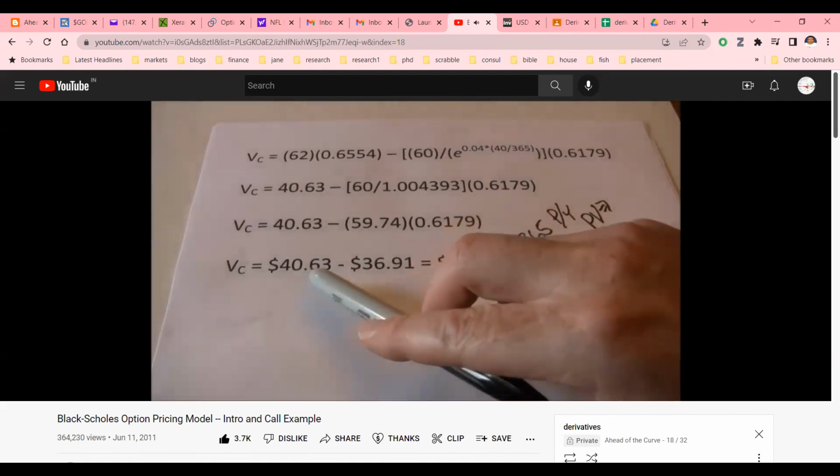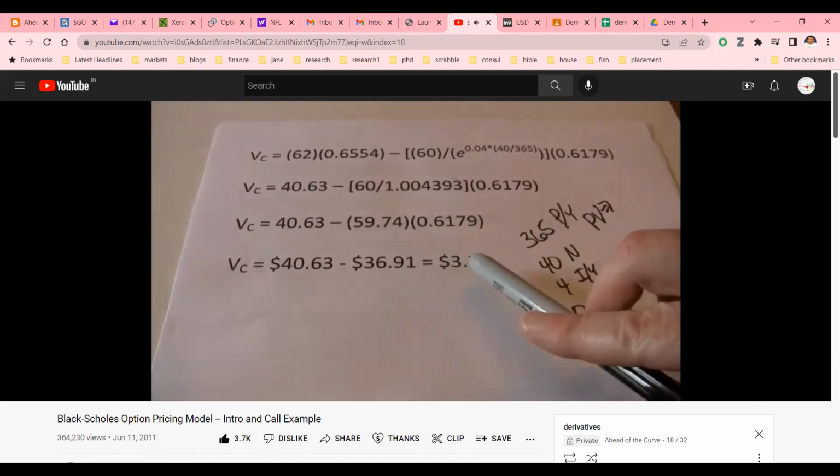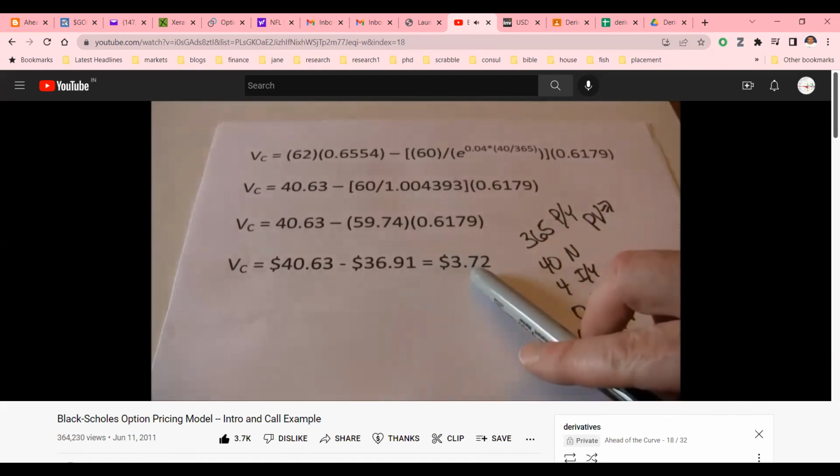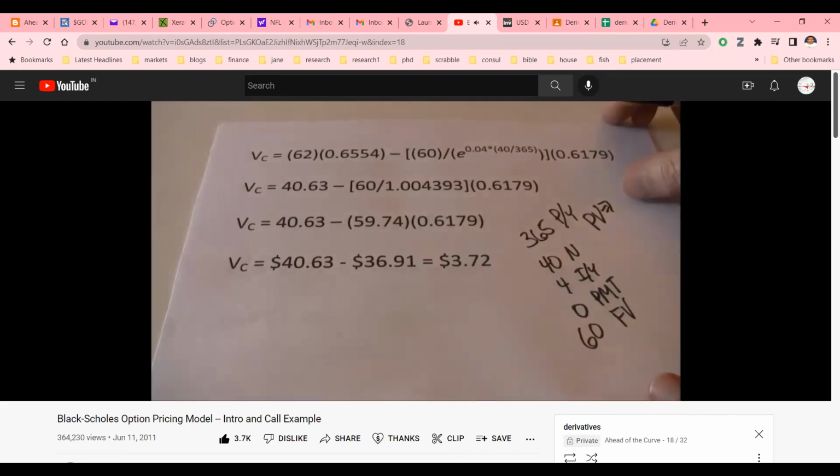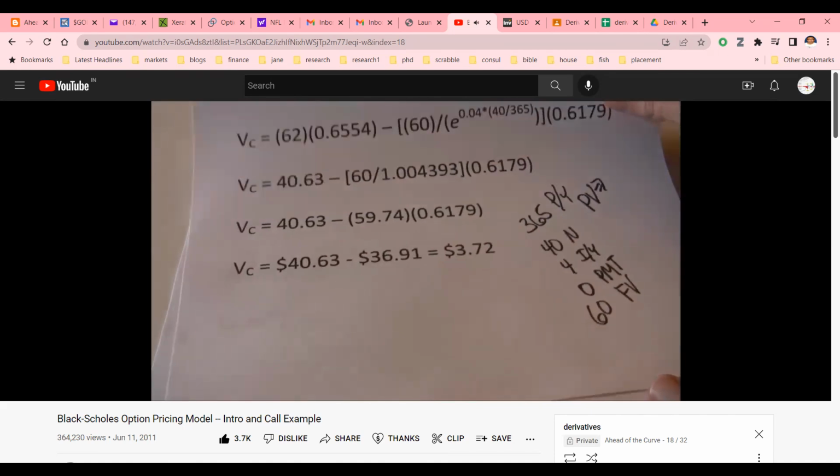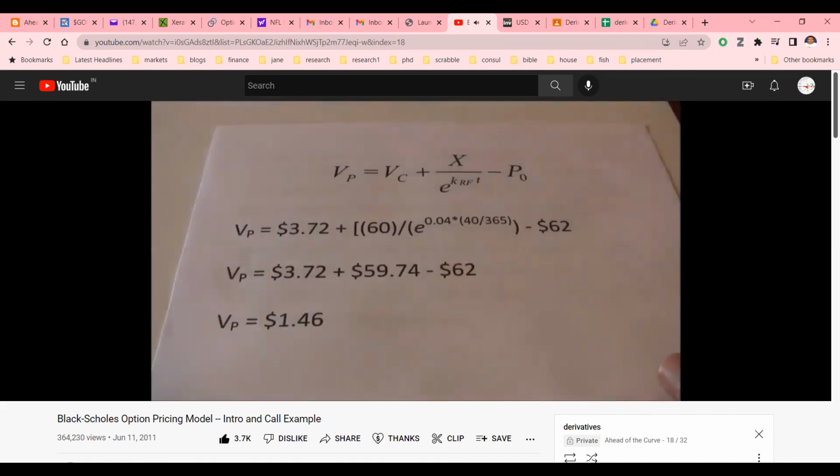So 40.63 minus 36.91 gives us $3.72. Now, if you're watching this video, I strongly encourage you to go through the calculations, practice this, and make sure that you can get the answers. Next, we're going to have the value of the put. But I'm going to stop here and save that for our next video. So in the next video, it'll be real short. We'll walk through that value of the put calculation.